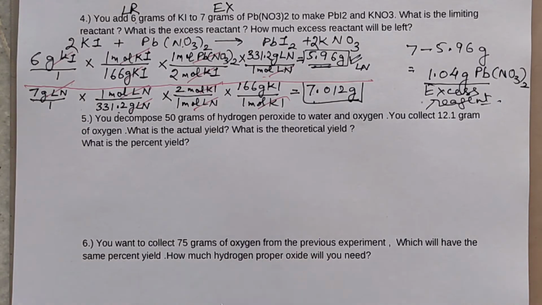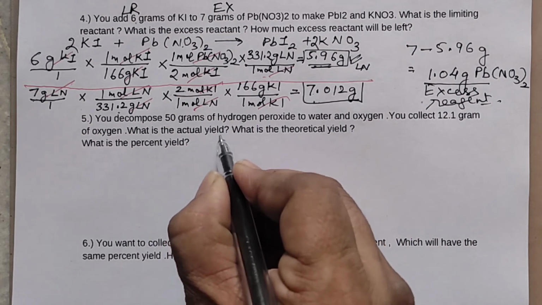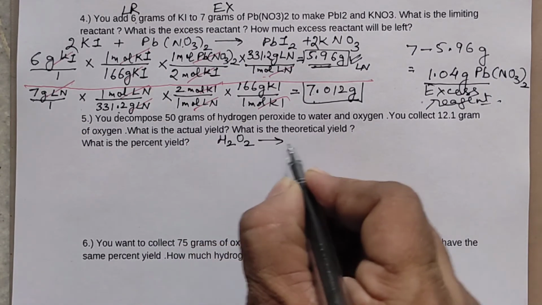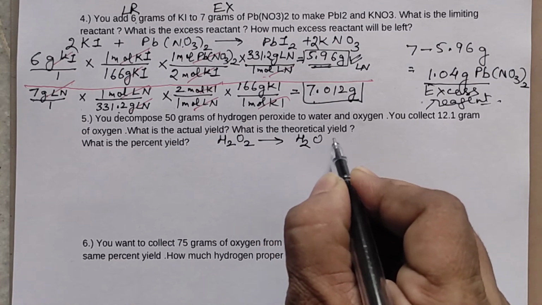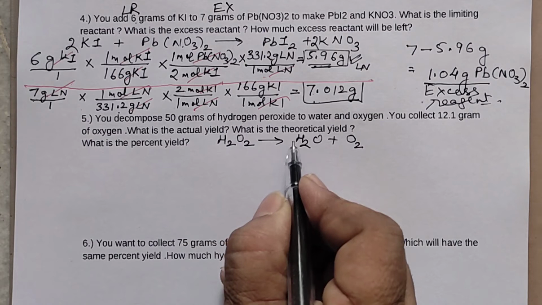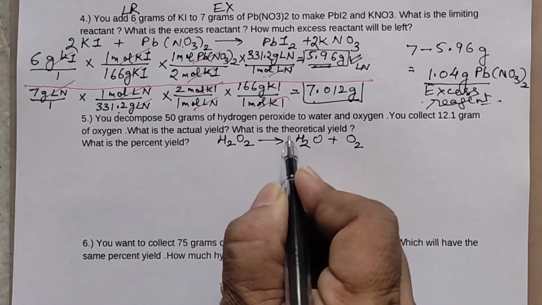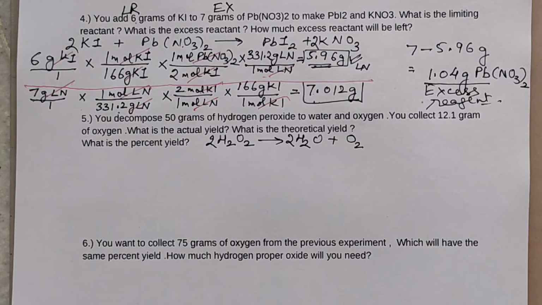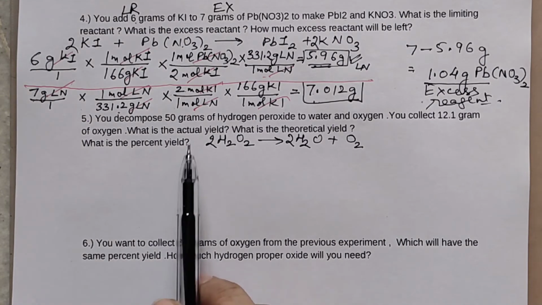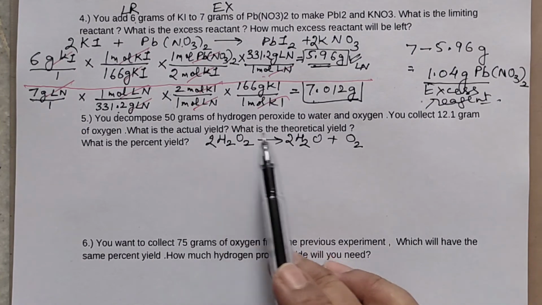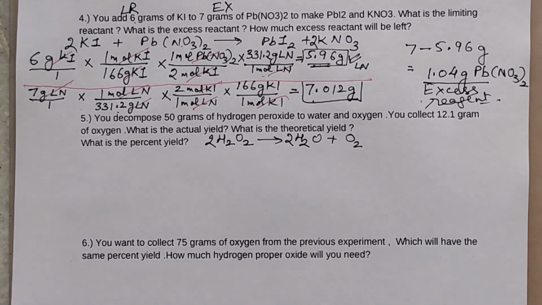Okay? Now, we move on to the next question, that is 50 grams of hydrogen peroxide. So let's write the equation first. Hydrogen peroxide is undergoing decomposition and forming water plus oxygen. Balance the equation. First you go for this odd number, you put it as 2 and 2. That's it. Your equation is balanced. You are collecting this much gram of oxygen. They are asking you actual yield, theoretical yield and percent yield.